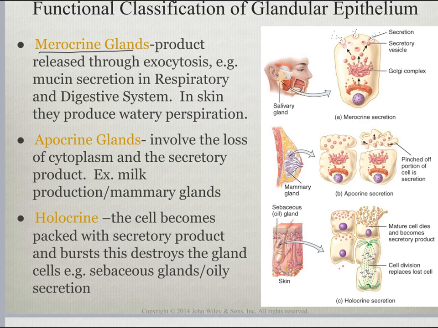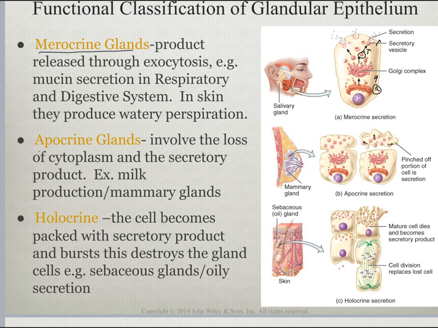So let's look at all of our cell components. We have the nucleus. We have the rough ER that's making this product. The Golgi apparatus is packaging it into nice, neat little vesicles, and then it's being exocytosed out. So it's a pretty productive way to make, in this example, some saliva.